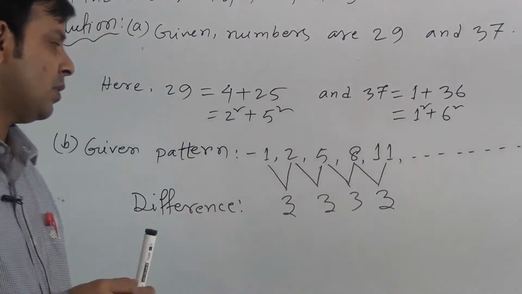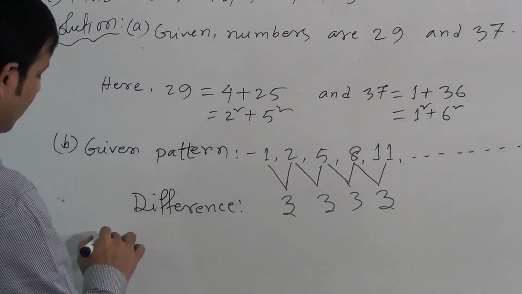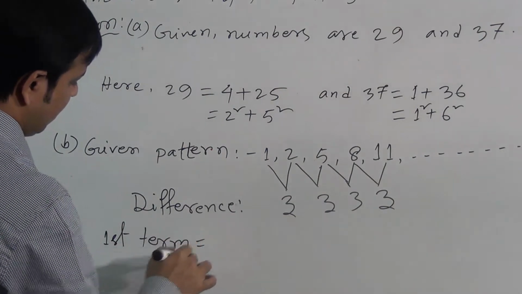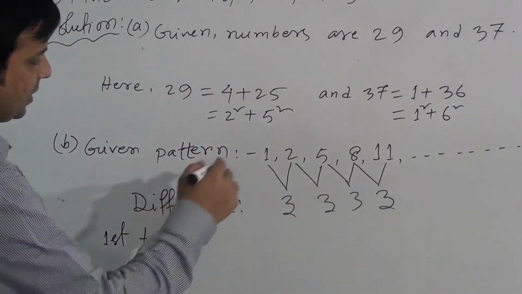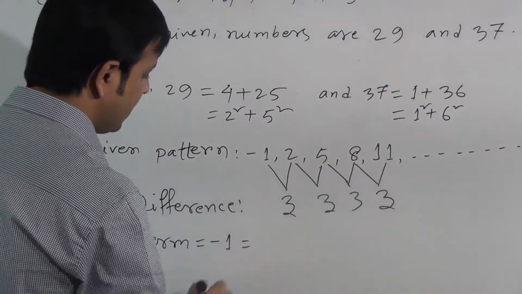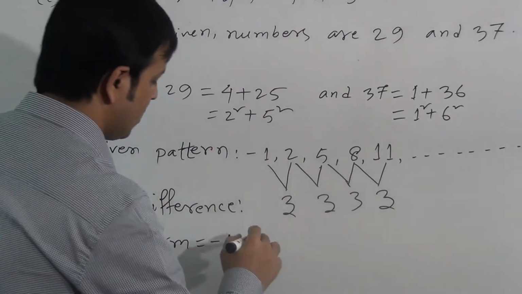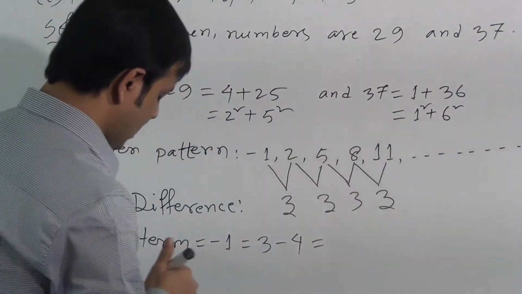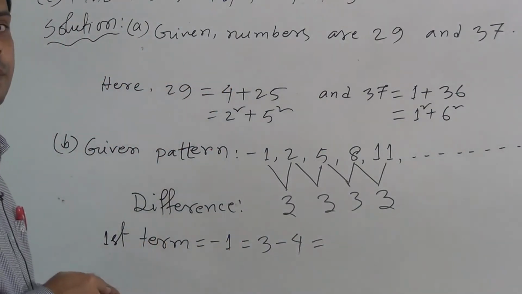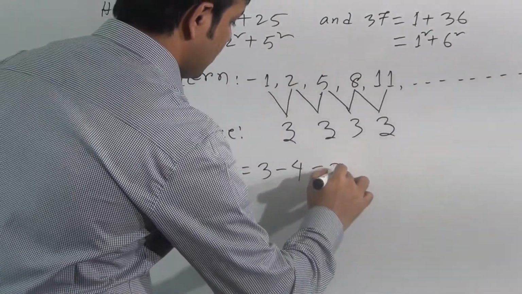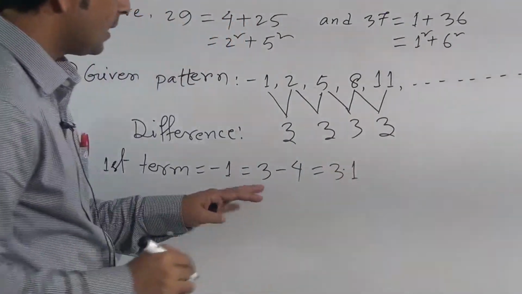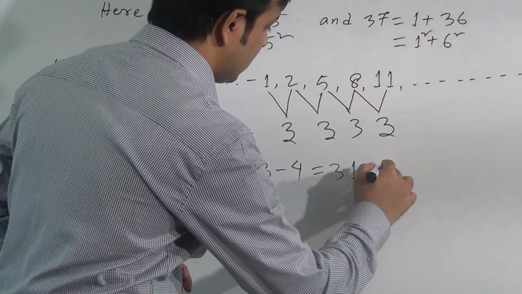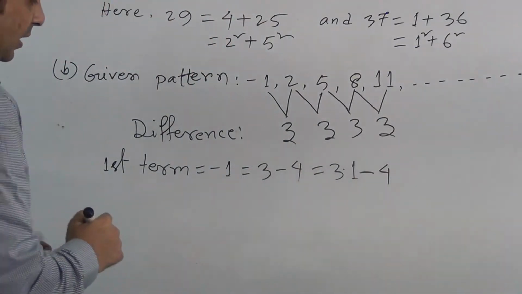Okay dear students, now see what the technique is. First term. What is the first term? That is -1. Dear students, you have to remember that if we write 3 minus 4, this will be -1. Here 3 means 3 into 1, as this is the first term. So here is 1 and -4. We can express it in this way.